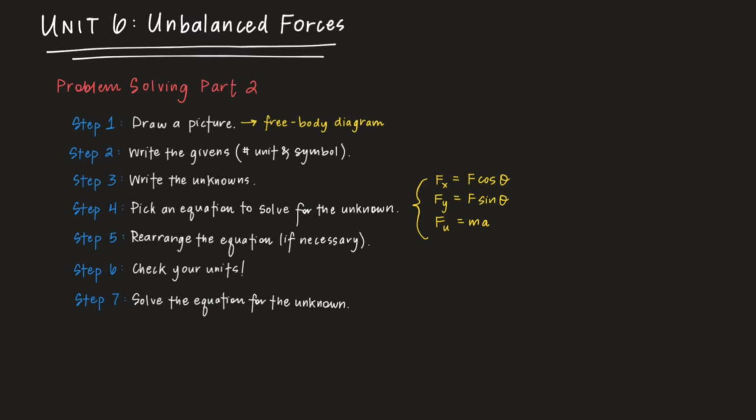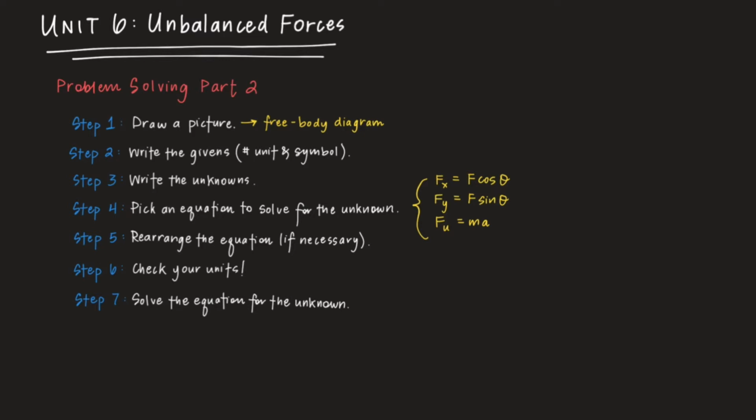So step 1, draw a picture. Step 2, write the given. Step 3, write the unknown. Step 4, pick an equation to solve for the unknown. Step 5, rearrange if necessary. Step 6, check your units. And step 7, solve the equation for the unknown.